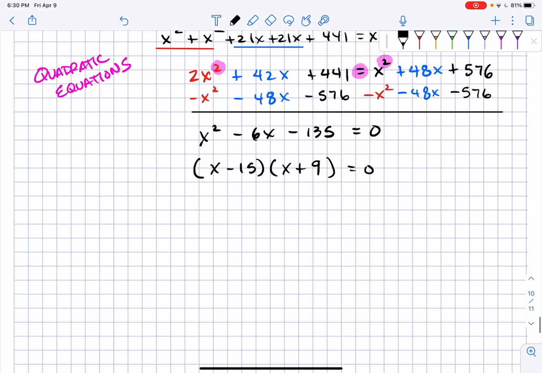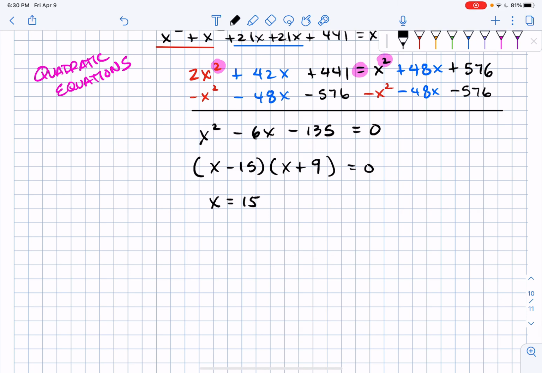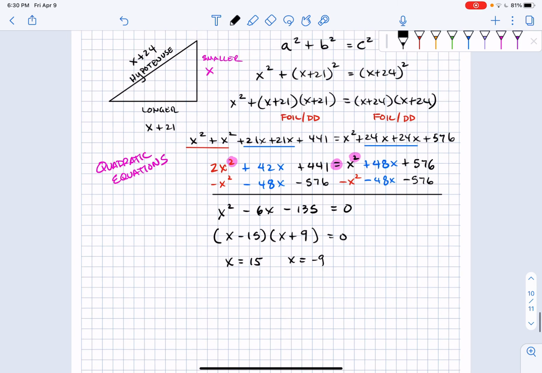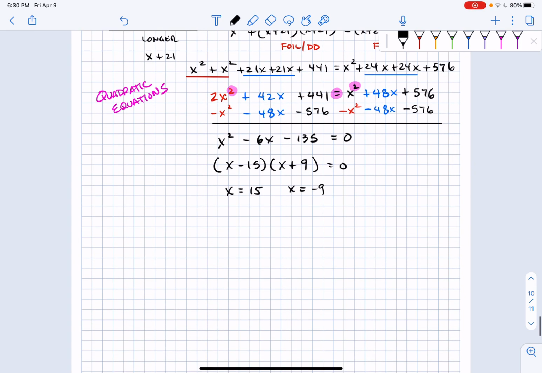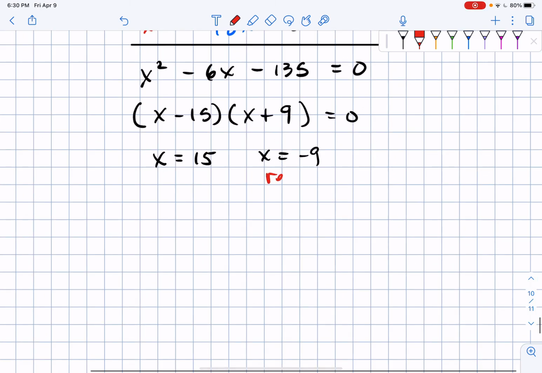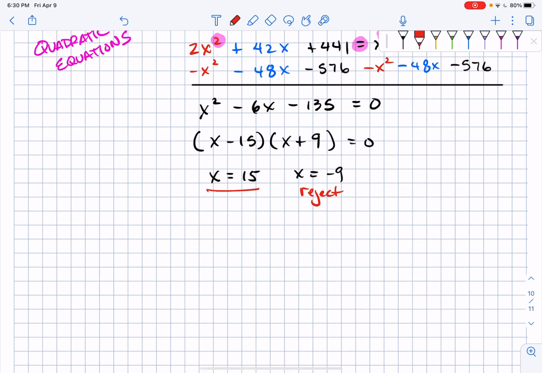Okay, so that means x is going to equal 15 and x is going to equal negative 9. Now, since I'm talking about sides of a triangle, I'm going to have to reject the negative because I can't describe a side of a negative. Yes, you're right. x is going to equal 15. However, I'm not done answering the question. The question was find all three sides, right?